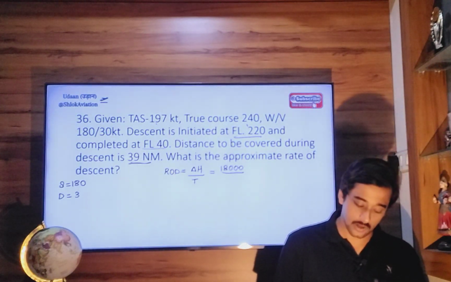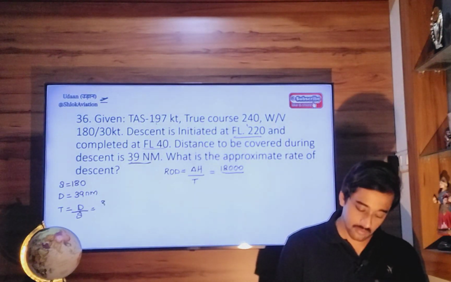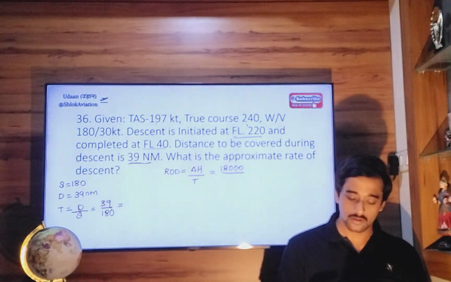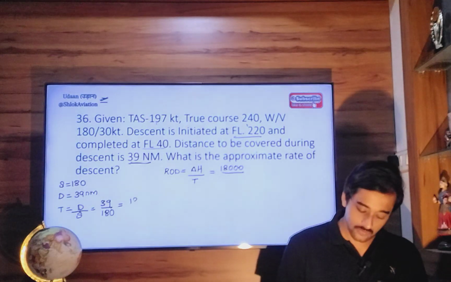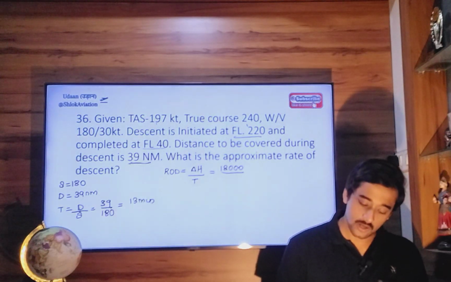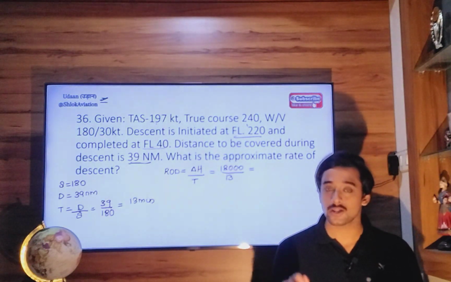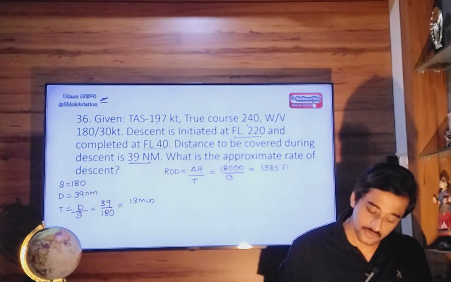Distance 39 nautical miles. So time will be distance by speed. So 39 miles divided by 180 is equal to 13 minutes. So rate of descent equals 18,000 divided by 13, that is equal to 1384.6 or 1385 feet per minute.